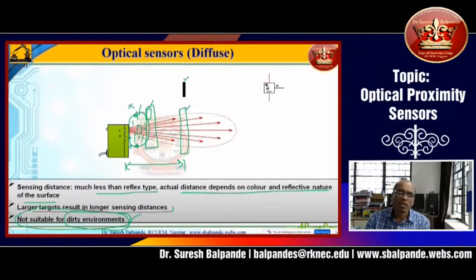Now can you please tell me any one application where this diffuse type of optical proximity sensor is used? Any application which is typically used in our homes or hotels or shopping malls, everywhere you will find this arrangement. So anybody please, where exactly are these optical diffuse type sensors used?